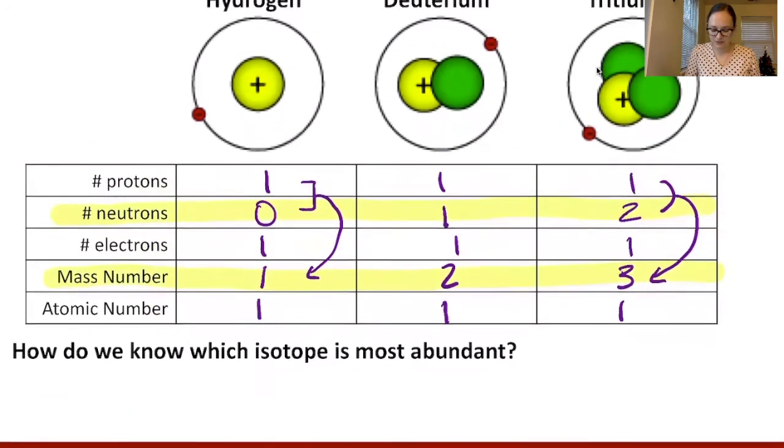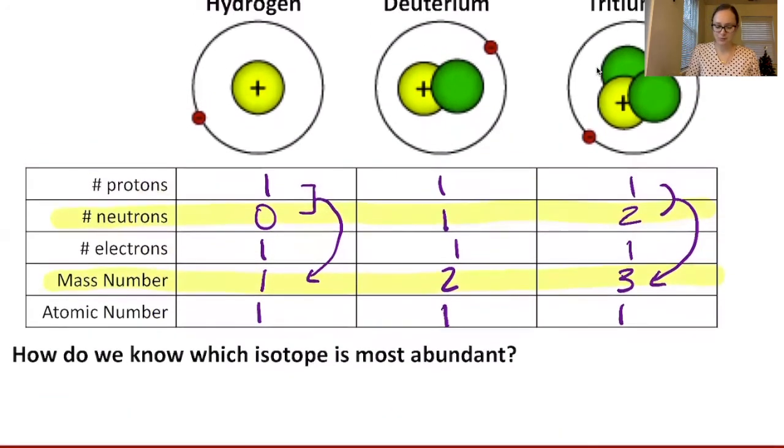So we have a question down here. How do we know which isotope is the most abundant? So what we would do is go to the mass on the periodic table, which tells us a number with a decimal. Whatever the closest integer to that number is going to be the most abundant isotope.